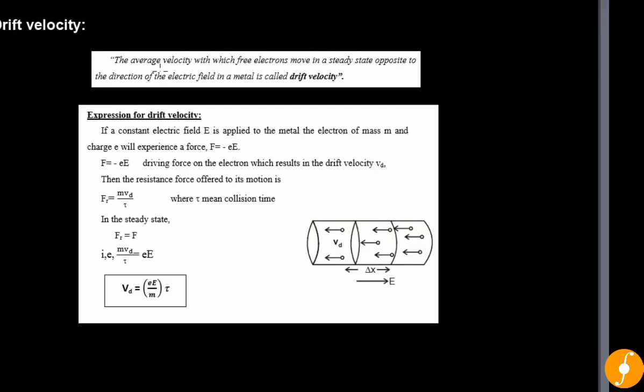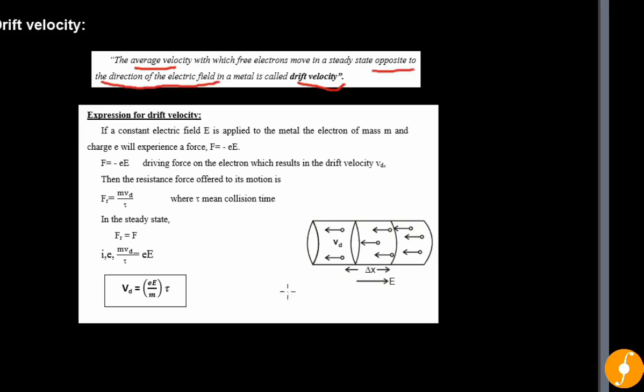Now the next thing is, what is drift velocity? This is the definition: the average velocity with which free electrons move in a steady state, opposite to the direction of the electric field in a metal, is called drift velocity. A point to be noted is that the direction is opposite to the direction of the electric field, right?